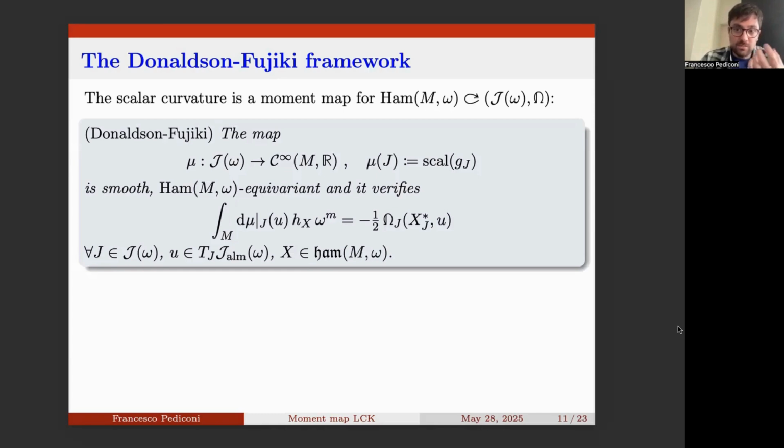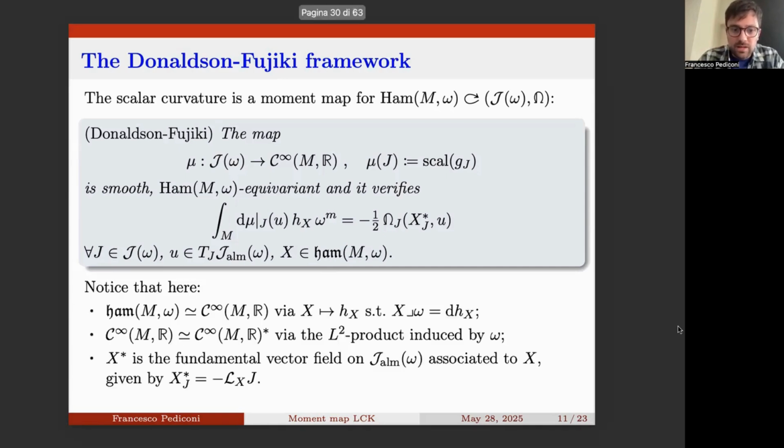This function mu is equivariant with respect to the action of the Hamiltonian group, and it also verifies a formal moment map equation, which means that if you take the integral of the differential of mu at a point J applied to a tangent vector, times the Hamiltonian potential of a Hamiltonian vector field, then this is equal, up to a constant, to the tautological symplectic form applied to the tangent vector and to X star at J.